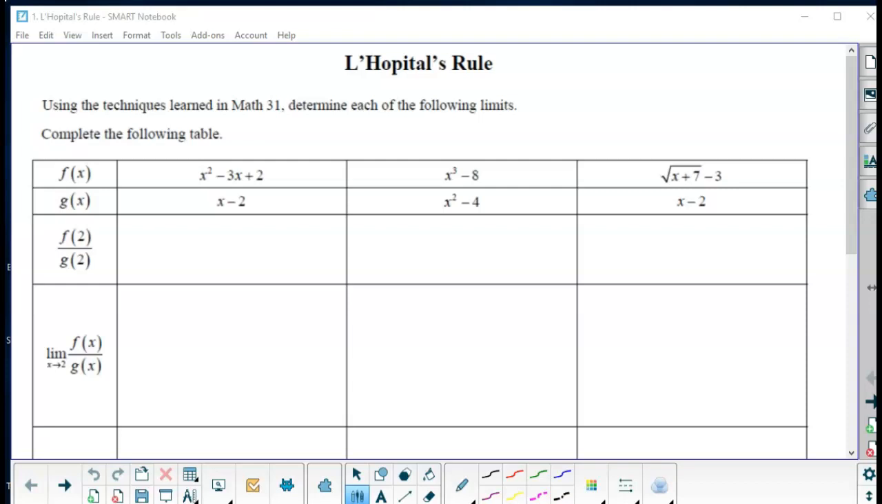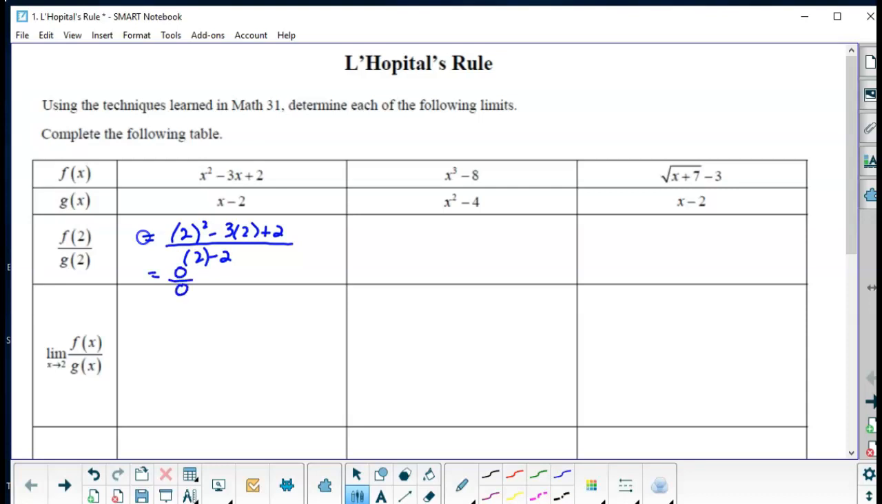So first column here, two functions f and g. Calculate f of 2 divided by g of 2. Just leave them as fractions in lowest terms. You'll notice here f of 2 is going to be 2 squared minus 3 times 2. So 4 minus 6 is negative 2, plus 2 is 0. I guess you can show that substitution here. And then 2 minus 2 is 0. So you really get 0 over 0.